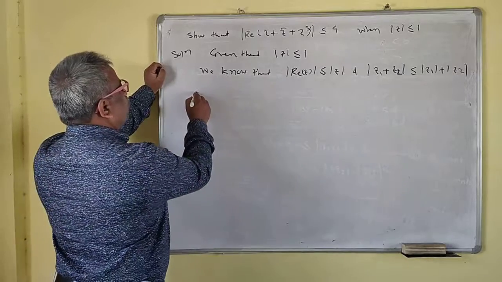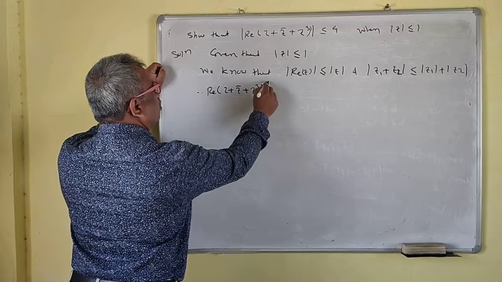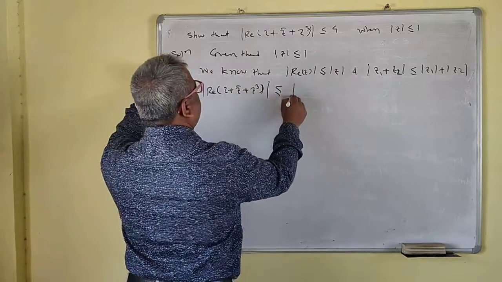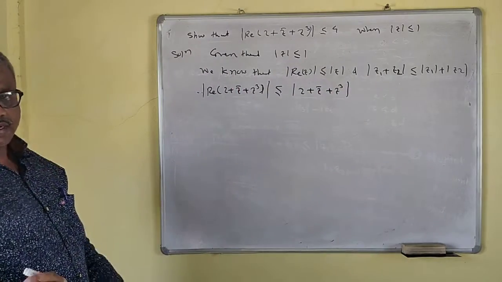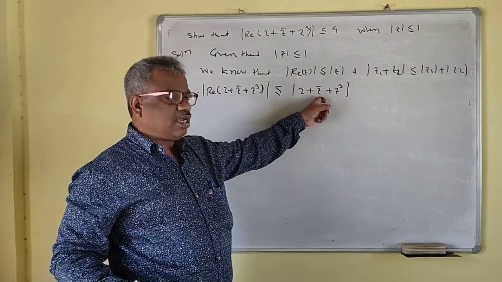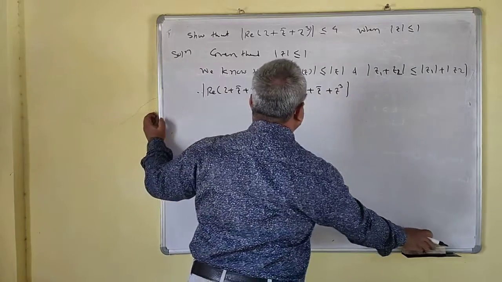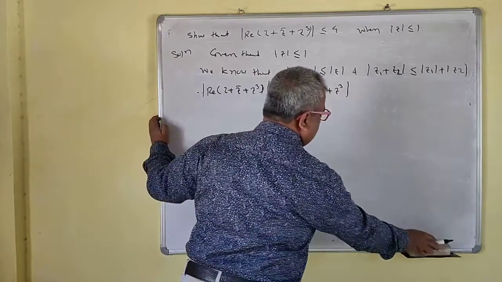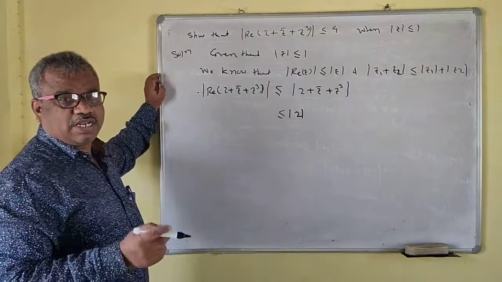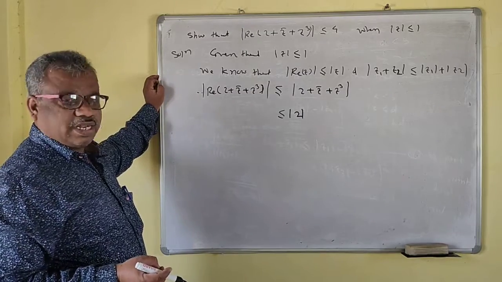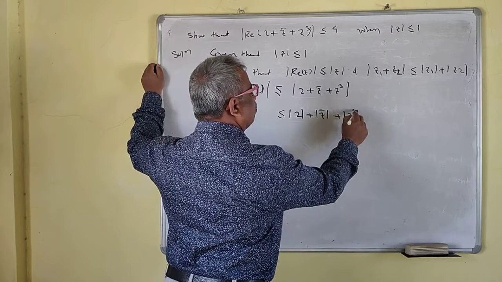Therefore the real part of 2 plus z bar plus z cube is less than or equal to mod of 2 plus z bar plus z cube. Now this is your z1, this is your z2, this is your z3. So this will be less than mod of 2. This is mod of 2, not mod of z. Write 2 and z neatly so that you understand what is your 2 and what is your z. Plus mod of z bar plus mod of z cube.